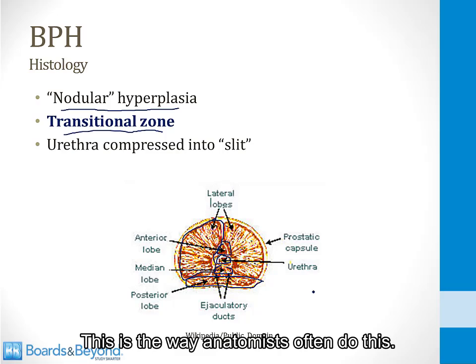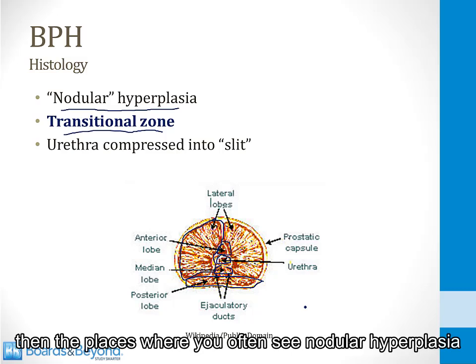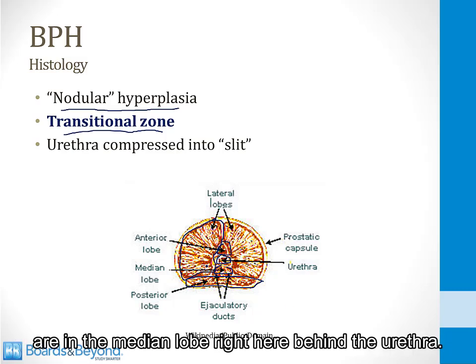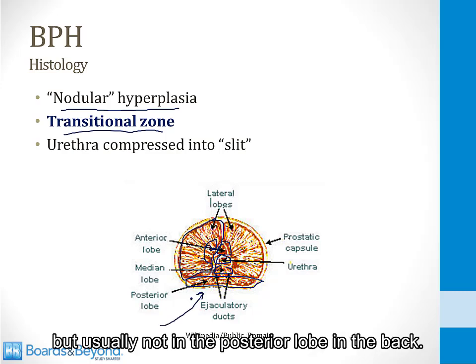This is the way anatomists often do this. And if you describe it by lobes, then the places where you often see nodular hyperplasia are in the median lobe right here behind the urethra, sometimes the anterior lobe right in front, and sometimes in these lateral lobes, but usually not in the posterior lobe in the back.